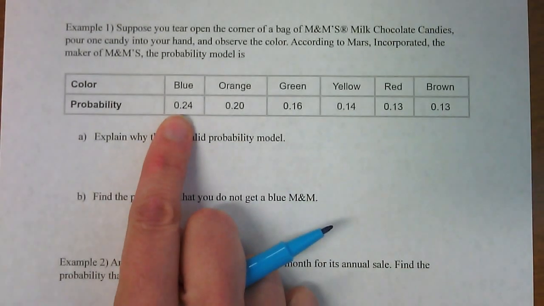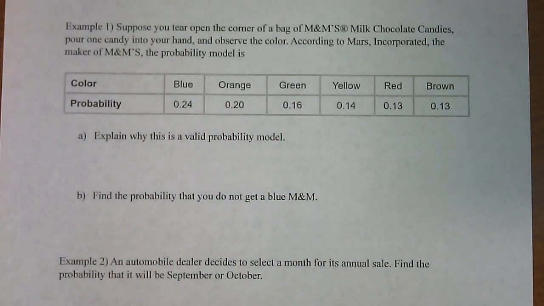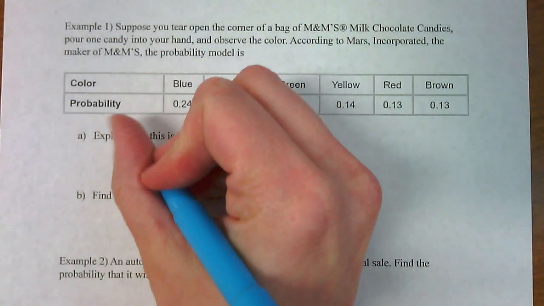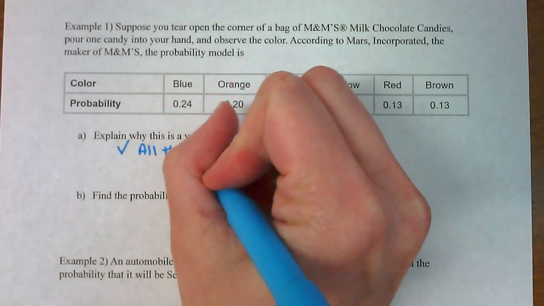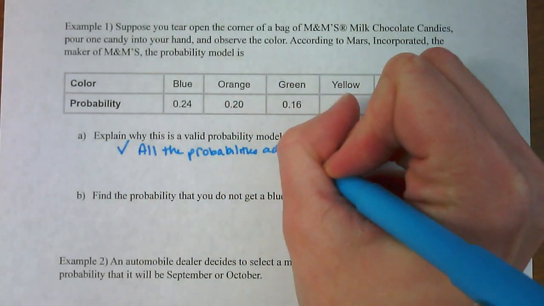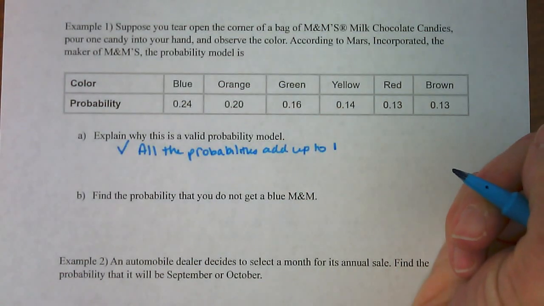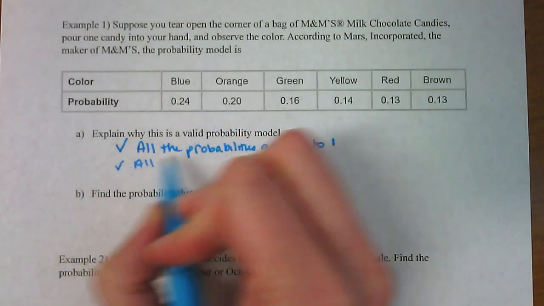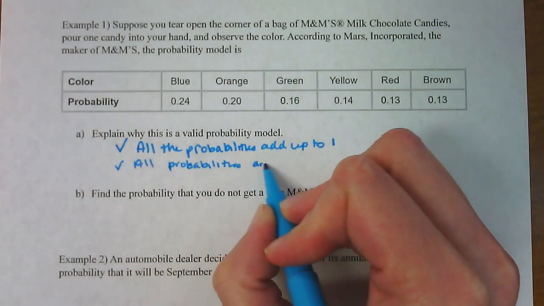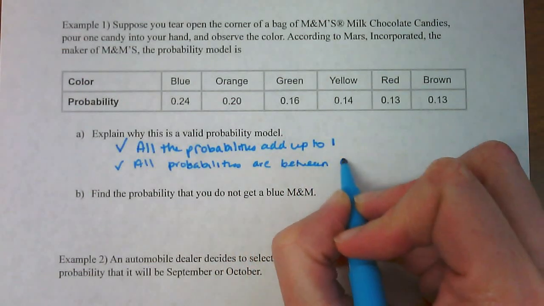So the first thing I should check is if I add up all of these numbers, do they add up to 1? So you're going to take your calculators, you're going to add them up, and make sure that they add up to 1. So we're going to say all the probabilities add up to 1. And we're going to say all the probabilities are between 0 and 1.